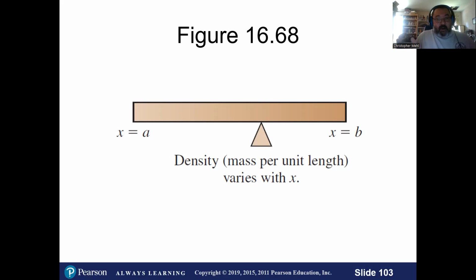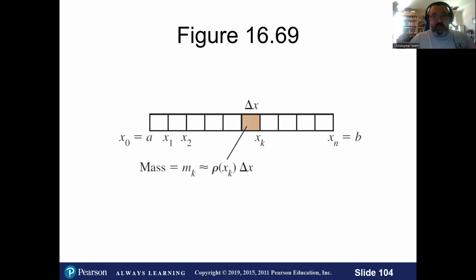We're going to do the same idea. We're going to chop our bar. Remember, the density rho of x varies as we move along the bar. So density, mass per unit length, varies with x. So that's a function rho of x. We have a bar running from x equals a to x equals b, so it's got a coordinate system applied to it. We're going to chop that bar up into n pieces, subintervals.